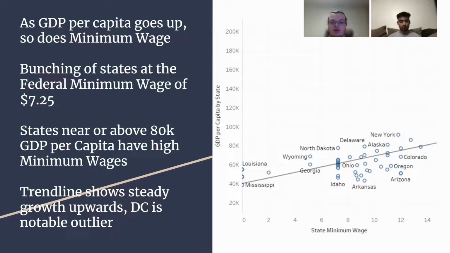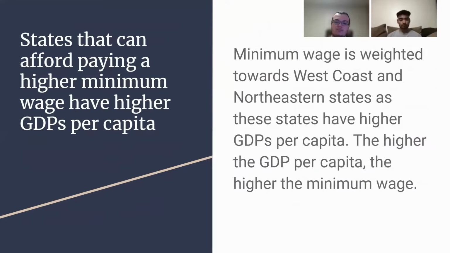You can see, according to our visual, our trend line shows steady growth upwards, but there being a whole bunch of states with low GDP per capita bunched at 7.25, which is the federal minimum wage, suggesting that lesser off states want to make their minimum wage as small as they can without running afoul of federal laws, whereas better off states, which is those near or above 80K, have pretty high minimum wages.